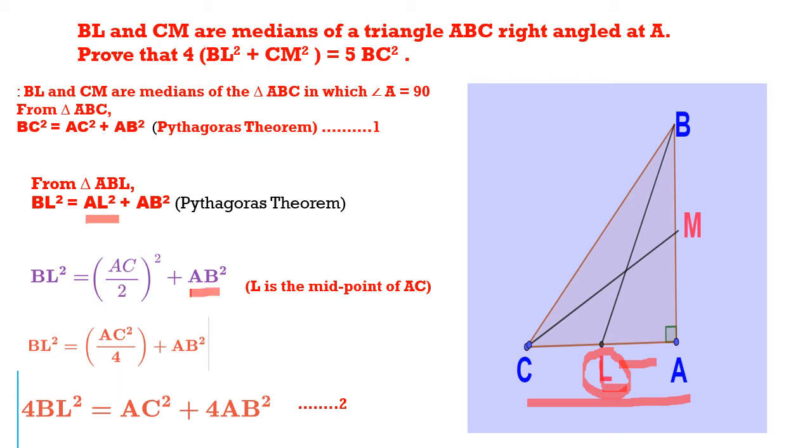You don't have to do anything with the other two parts. BL squared will be as it is and AB squared also as it is. Just a modification will be done in this particular part, and you have to mention that L is the midpoint of AC. Now take the square of AC upon 2.